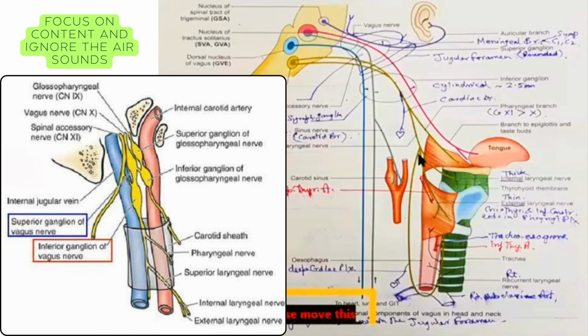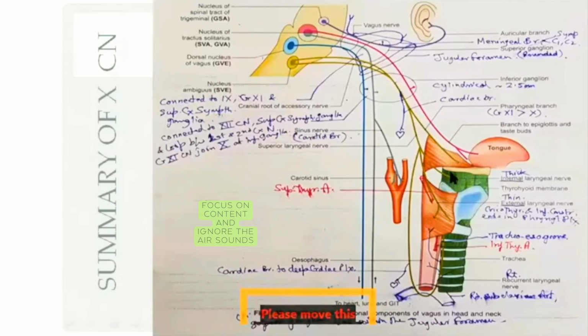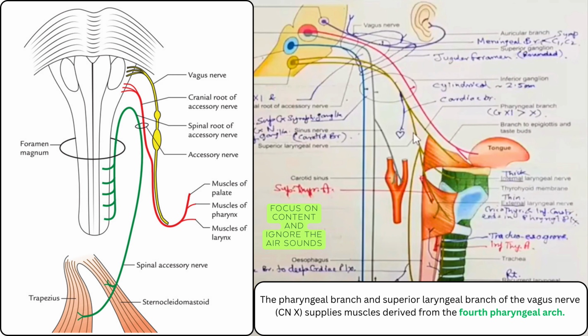So let me tell you, out of the two branches from the superior laryngeal, and remember superior laryngeal, its course was perforating the carotid sheath and was running deeper to both the arteries, external and internal carotids, and will divide now into two branches. The internal laryngeal nerve is a thicker branch and external laryngeal nerve is a thinner branch, right? And superior laryngeal nerve was the nerve of the fourth pharyngeal arch. So actually this much portion, the pharyngeal and superior laryngeal branches, they were supplying the muscles derived from the fourth pharyngeal arch.